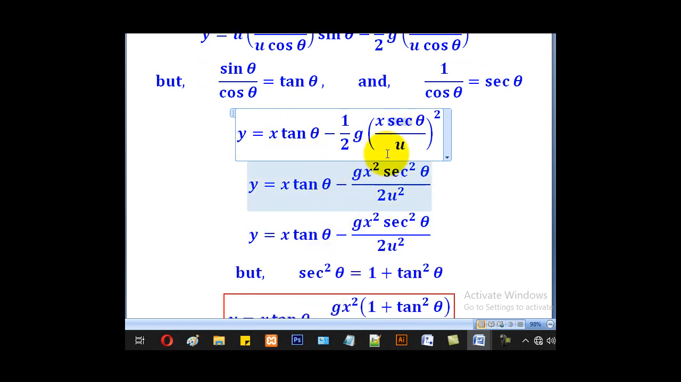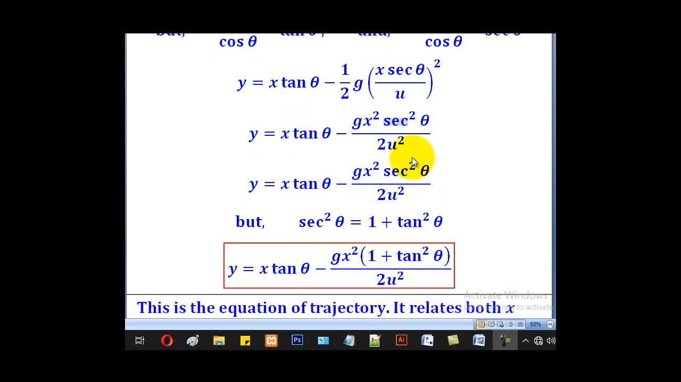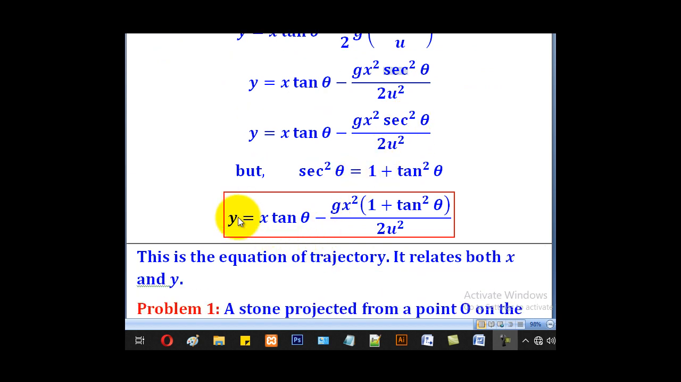But we also know that sec squared theta equals 1 plus tan squared theta. So when you substitute that in this part, we shall be able to come up with y equal to x tan theta minus gx squared in brackets 1 plus tan squared theta close brackets, everything over 2u squared. So this is what we call the equation of trajectory.